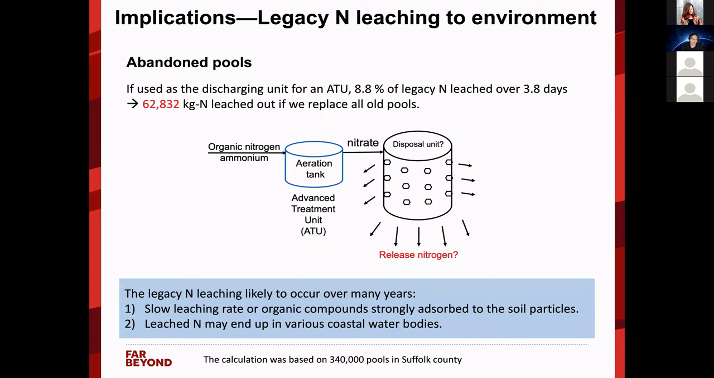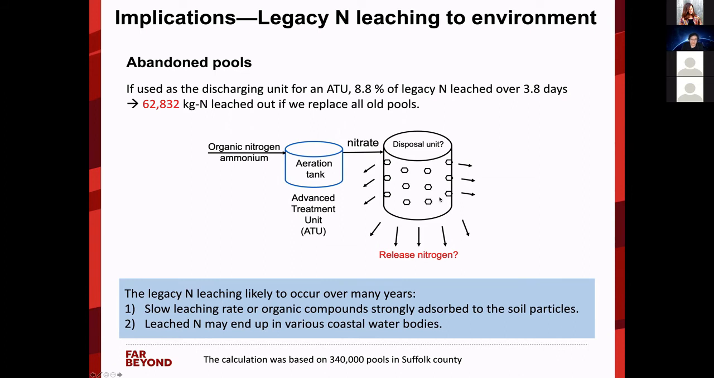And what about the abandoned pools? Basically, we are talking about upgrading those pools with an advanced treatment unit and using the abandoned pools as the final discharging unit. With our experiments and calculation, we found that if we use those old cesspools as the final discharging unit, about 8.8% of the leaching nitrogen could be leached out over a period of 3.8 days. So that means about 62,000 kilograms of nitrogen can be leached out if we replace all the old pools.